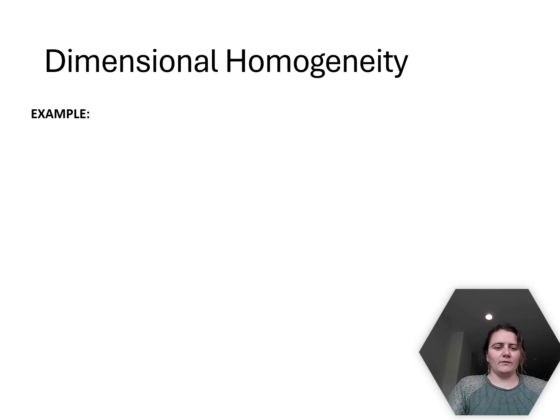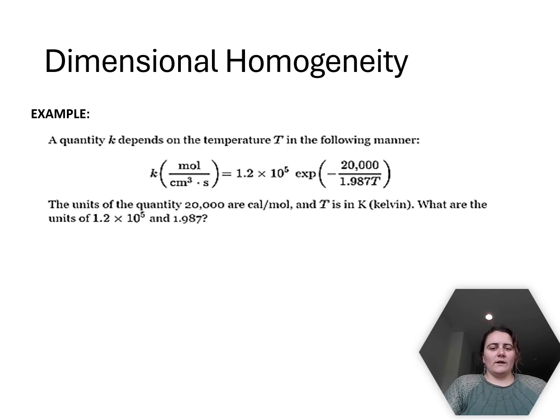So let's try another example really quick to make sure that this is very clear moving forward. If we have a quantity K that depends on temperature using this following equation, we want to know what the units of the 20,000 are. You know the units of the quantity 20,000 are calories per mole, and T is in terms of Kelvin. We want to know what the units of the 1.2 times 10 to the 5th and the 1.987 are in order to be what we call dimensionally homogeneous. So take a pause, see if you can figure out what the units are of those two numbers, and then we'll see the solution on the next slide.